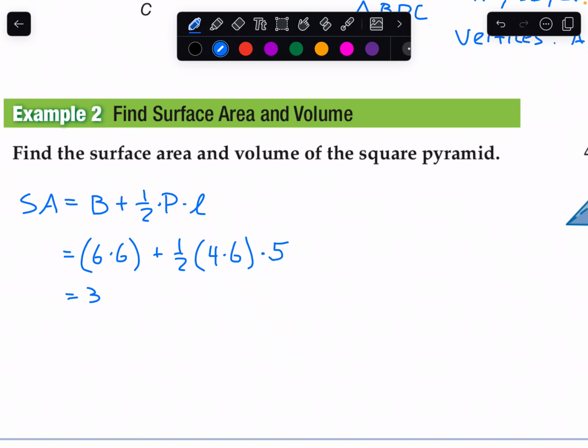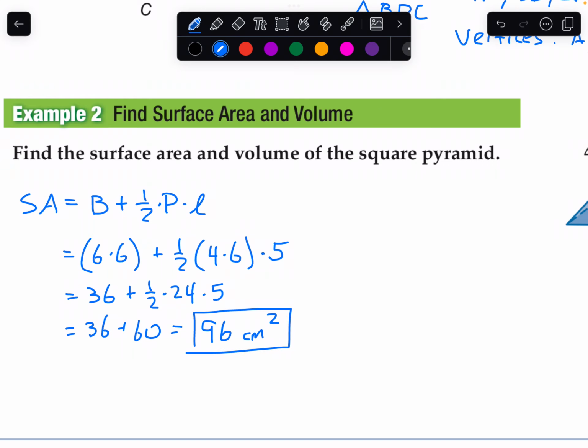So we get 36 here plus 1/2 of 24 times 5. Half of 24 is 12, times 5 is 60. 36 plus 60 for a grand total of 96 centimeters squared. Notice that we only ever multiplied 2 lengths by each other at a time. We get an area unit.